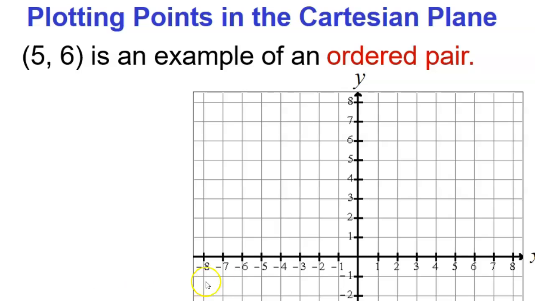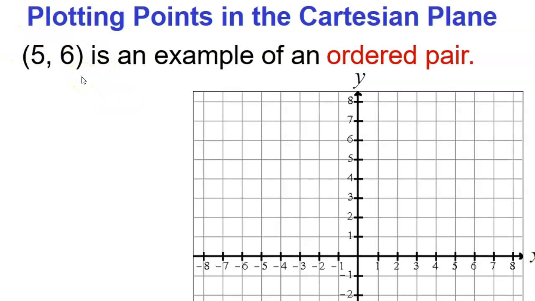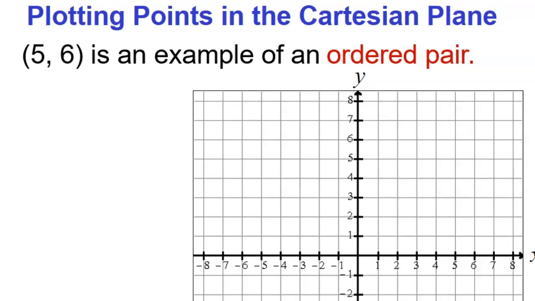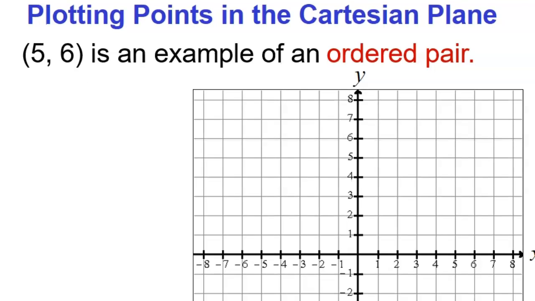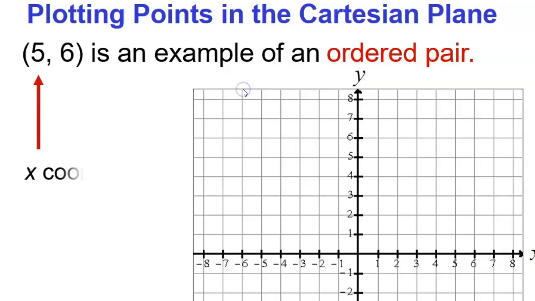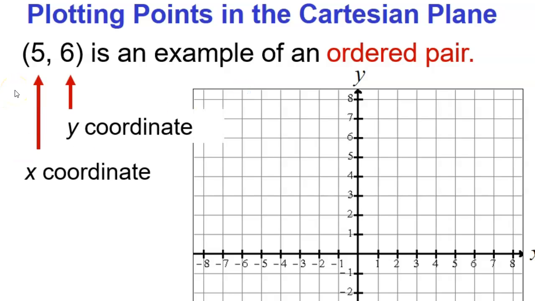So let's look at how we plot the point 5, 6. This is what we call an ordered pair. We'll soon discuss more what we call an ordered pair. Alright, so 5, 6, a pair. So coordinates are given as a pair. So the first value represents the x coordinate, and the second value represents what we call the y coordinate.